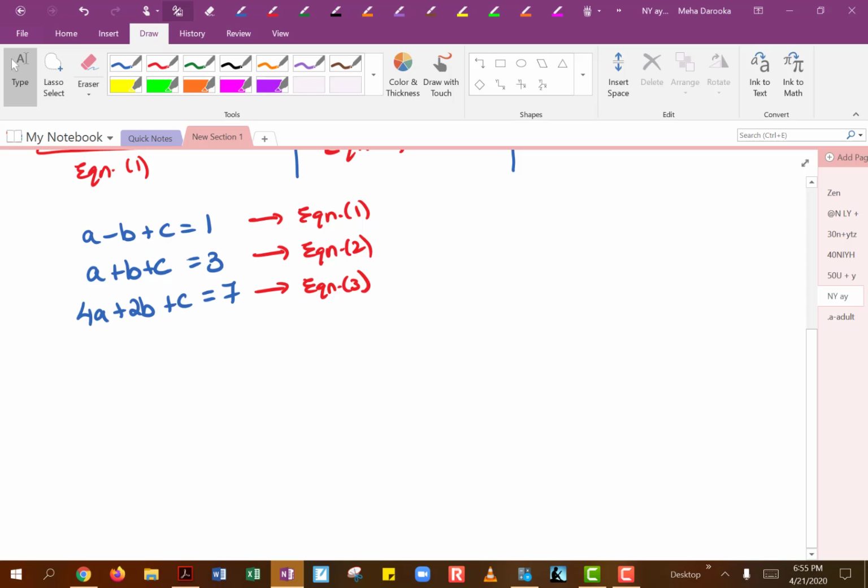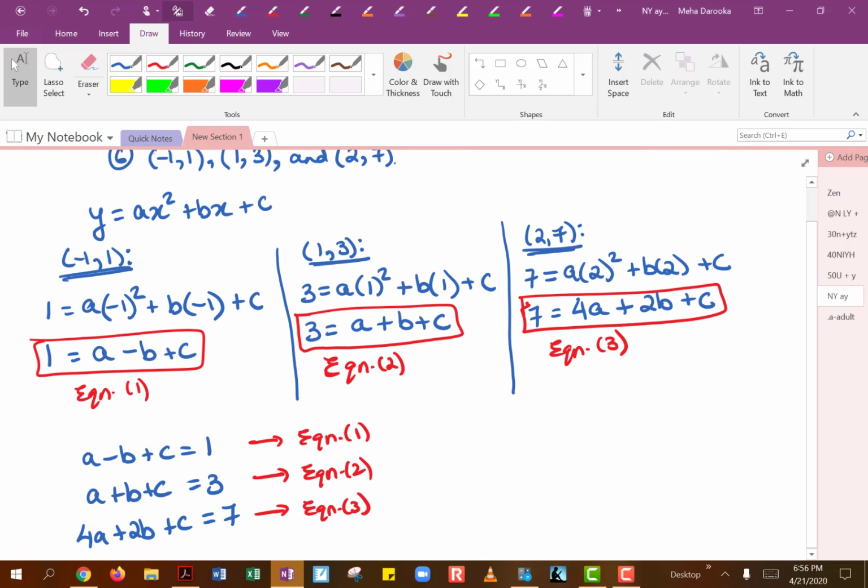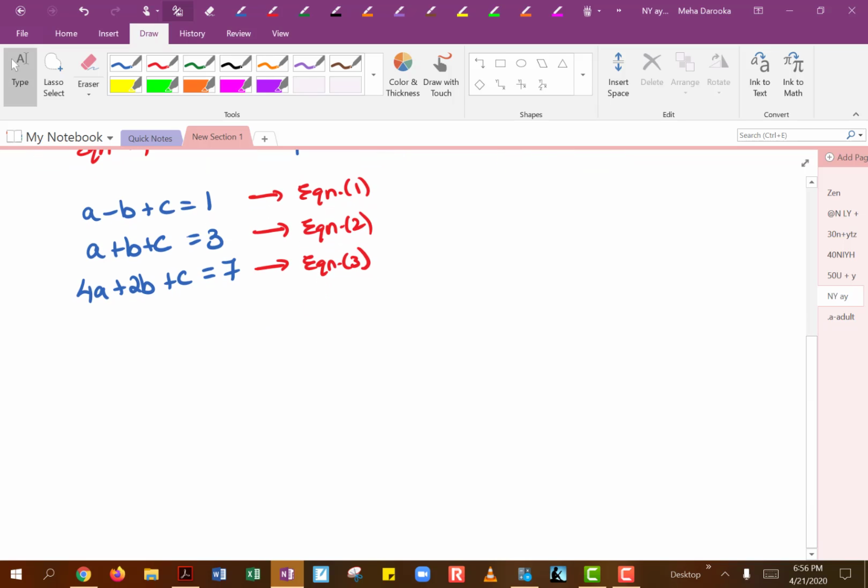Now once you come up with your system, you have to see which variable you can eliminate. You can eliminate pretty much any one of them, but since I already have a negative b and a positive b, I'm going to go ahead and eliminate the b variable, but of course you could have worked with a, b, or c, whichever one you prefer. So let's do b over here. We are going to eliminate b. And the first thing we are going to do is add equations 1 and 2.